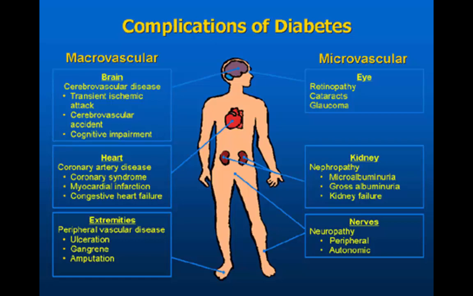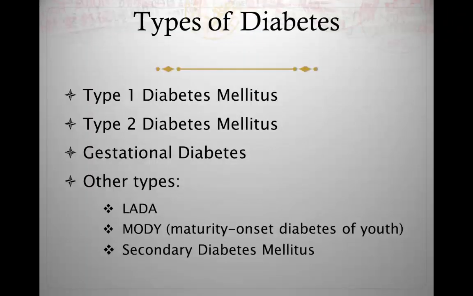At the microvascular level, patients could have cataracts, glaucoma, up to retinopathies. In the kidney, nephropathies lead to microalbuminuria and renal failure. Now, there are different types of diabetes. There's diabetes type 1, diabetes type 2, gestational diabetes, as well as LADA, MODY, and secondary diabetes, that we will discuss in the second video.